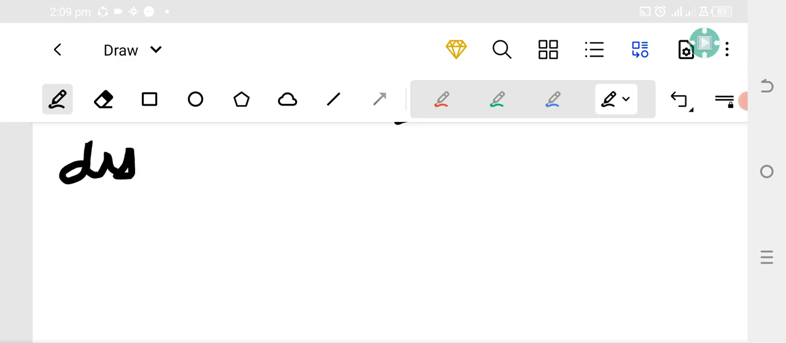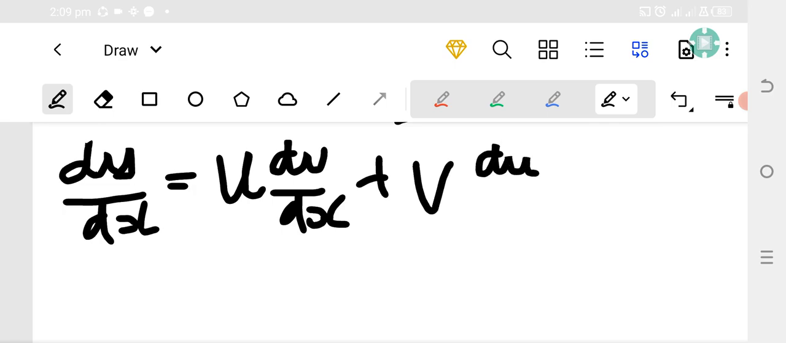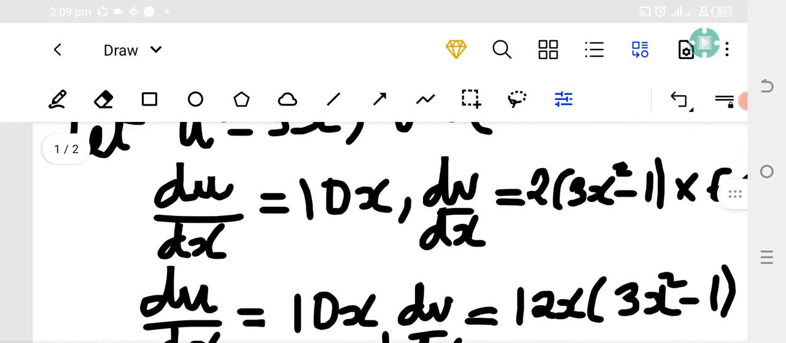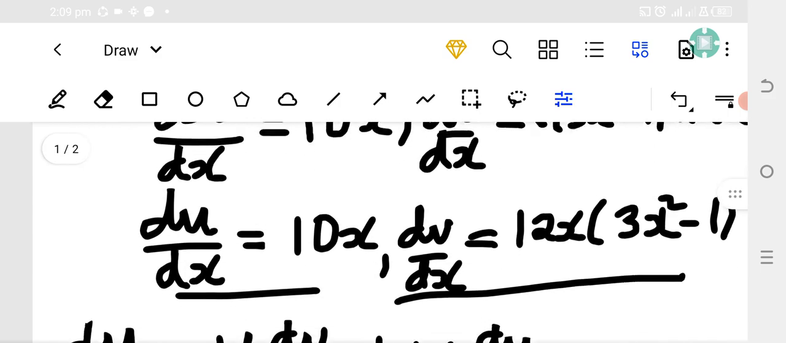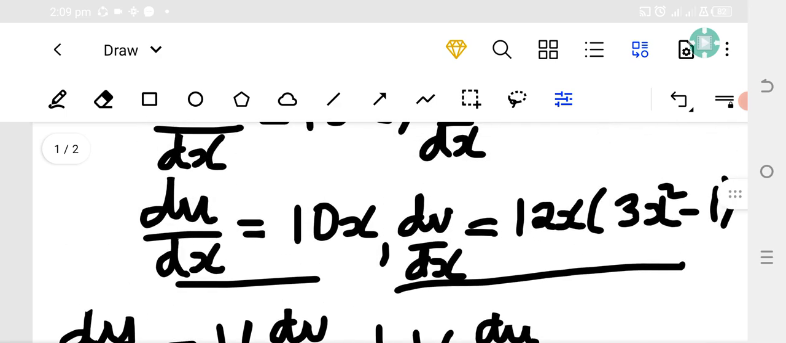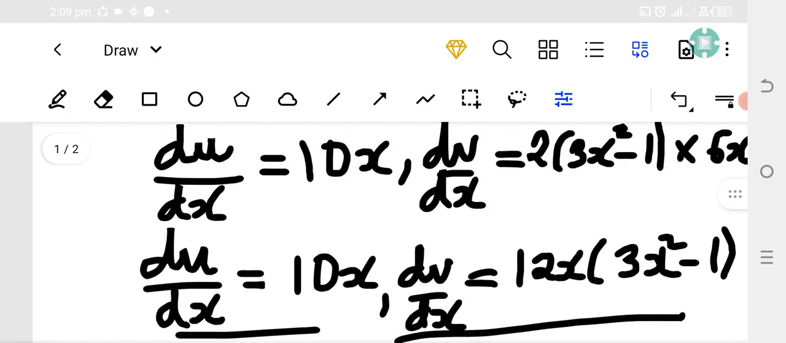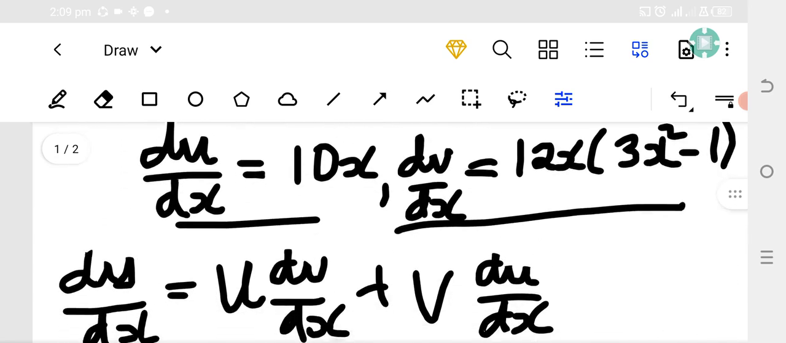Then we write the formula for the product rule, which is dy/dx is equal to u multiplied by dv/dx, plus v multiplied by du/dx. This question strictly wanted you to use the product rule, so don't use other rules that you already know. Then you have your u. What is your u in this particular case? Your u is your 5x squared.